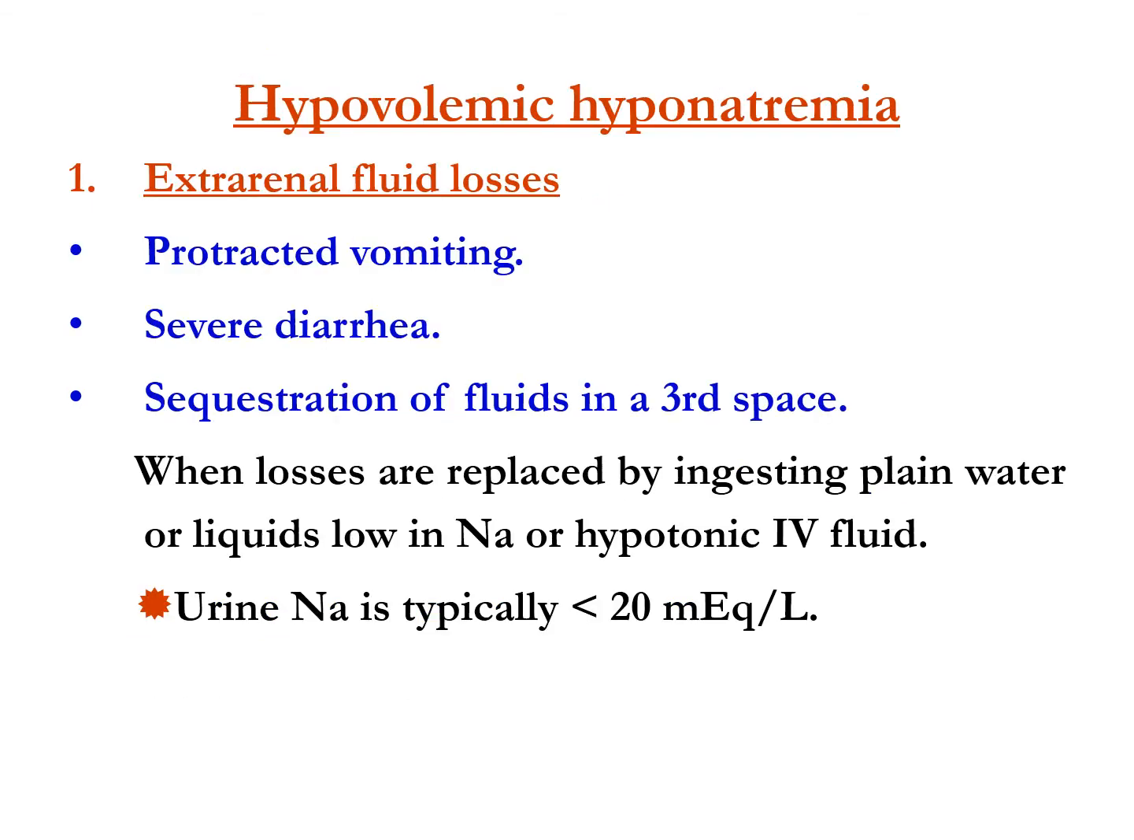Hypovolemic hyponatremia may be due to extrarenal fluid loss, such as vomiting, diarrhea, or sequestration of fluid in the third space. Typically, the urine sodium is less than 20 milliequivalent per liter because the kidney function is normal and the kidney conserves the lost sodium and fluid by increasing sodium reabsorption, so the urinary sodium is low.